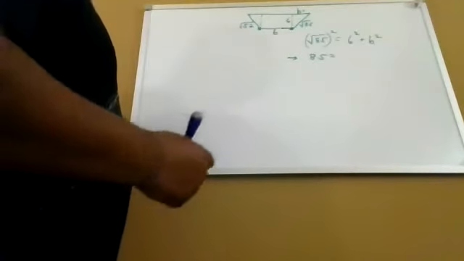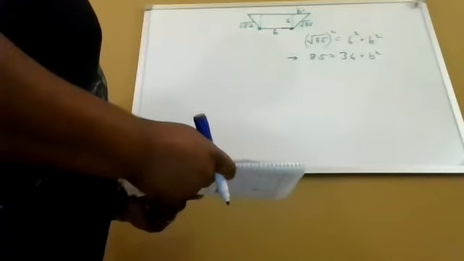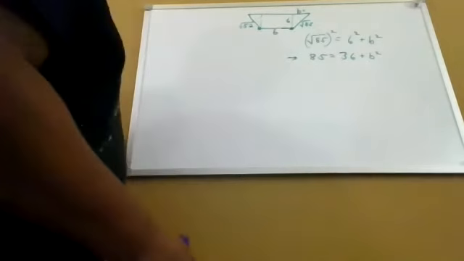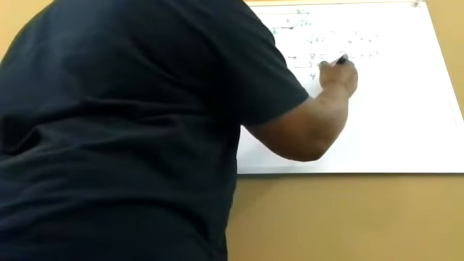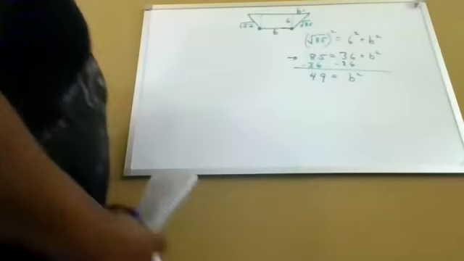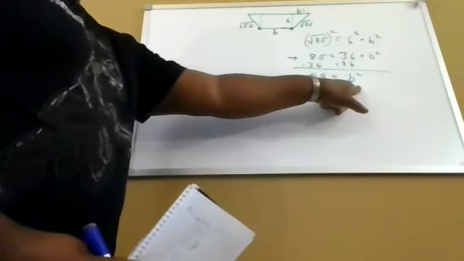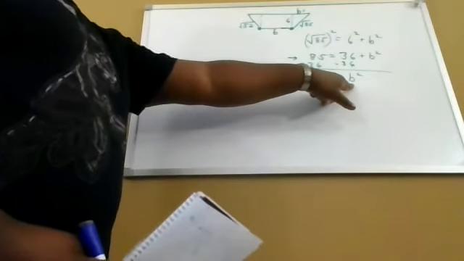Six squared is 36. And then plus b squared. Now to solve this for b, well, first we have to subtract 36 from both sides. When I do that, that's going to leave me on the right side of the equal sign, B squared is going to equal 85 minus 36, which is 49. So now to solve for b, I take the square root of both sides.